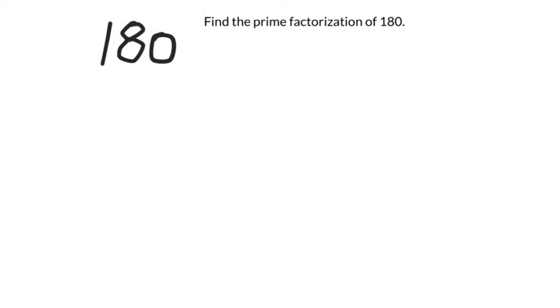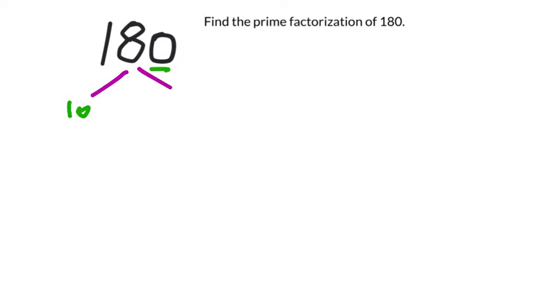Find the prime factorization of 180. So this is prime factorization, and we are going to use the factor tree on this one. So I just need to split 180 up into any two factors, okay? Now, one thing I noticed about this number is that it's got a 0 here in the ones place value, so I know it's divisible by 10 right away.